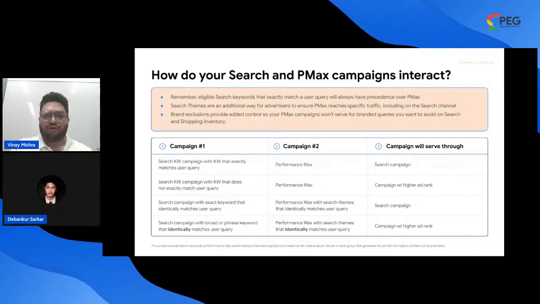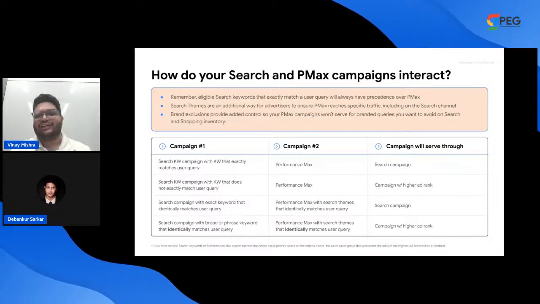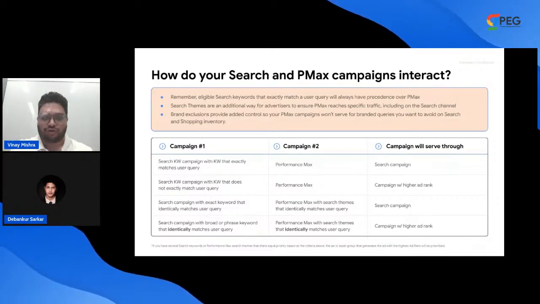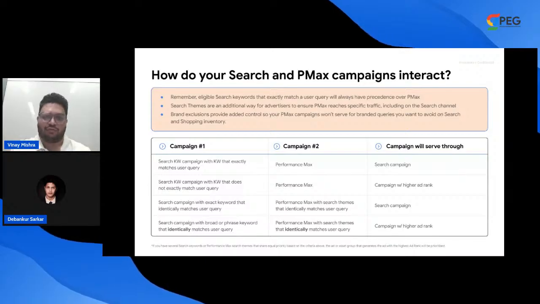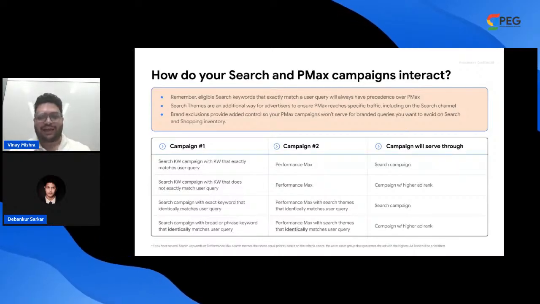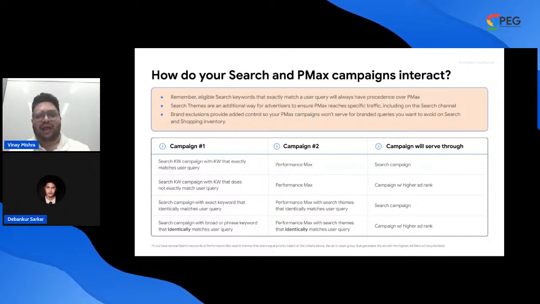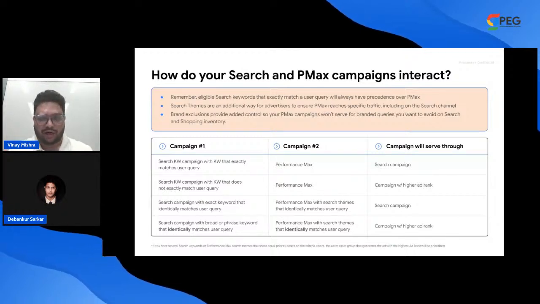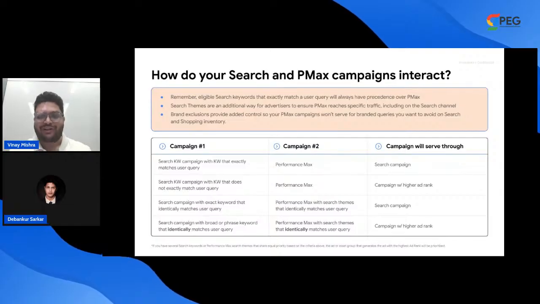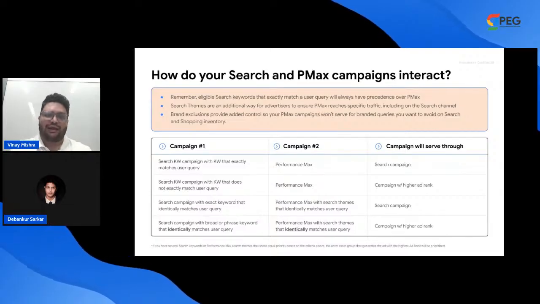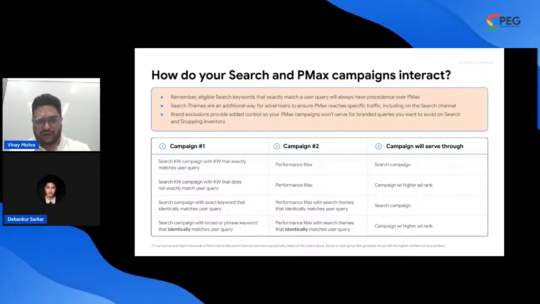Then you have your search campaign keyword that does not exactly match the user query. So whatever the user is searching is not exactly matching the keyword that you have in your search campaign, and you also have a Performance Max campaign. In this case, the campaign with the higher ad rank will participate in the auction. And then you have your search campaign with an exact keyword that identically matches the user query, right?